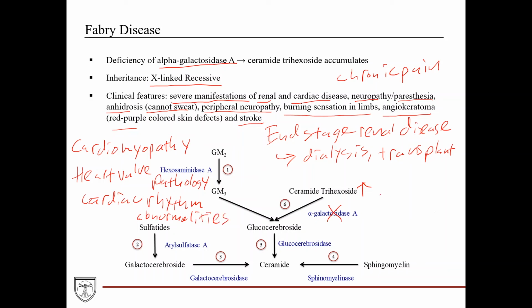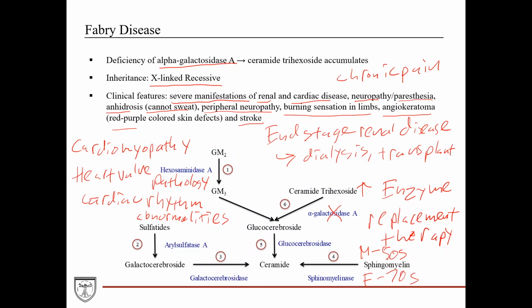Now, as far as treatment goes, this is actually a disease where there's an enzyme replacement therapy available. Now, unfortunately, this isn't a cure, but it really helps slow down the progression of the disease. And as far as the life expectancy goes for these patients, it's actually much longer than some of the other lysosomal storage diseases. So in males, it's about average age of 50s, in the 50s, and then females can live into their 70s. And many of these patients that live longer into the later decades of life have received a kidney transplant.